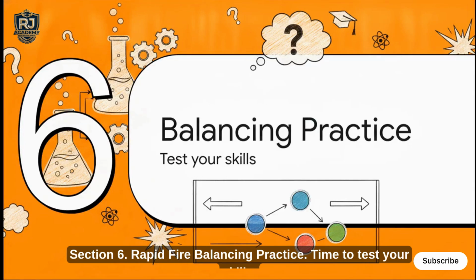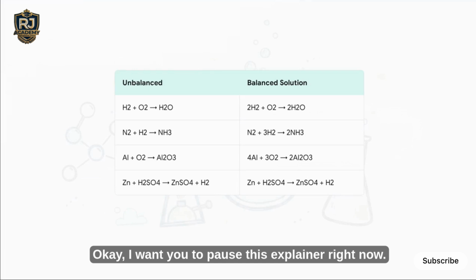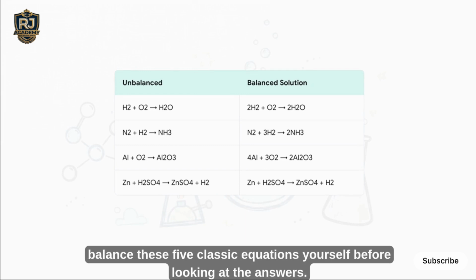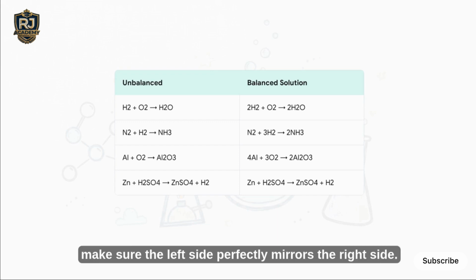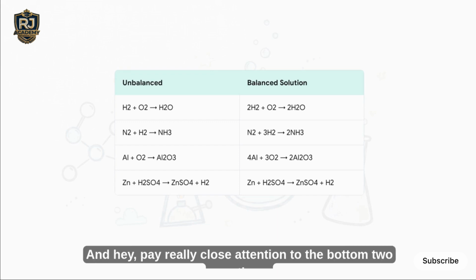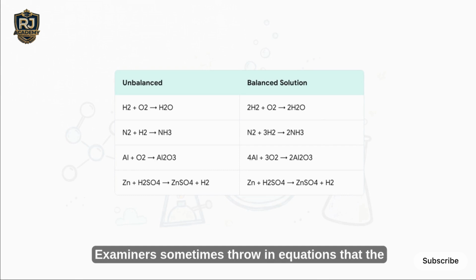Section 6, Rapid Fire Balancing Practice. Time to test your skills. Okay, I want you to pause this explainer right now. Grab a pen and use our step-by-step table method to balance these 5 classic equations yourself before looking at the answers. Notice how we use the coefficients to make sure the left side perfectly mirrors the right side. And hey, pay really close attention to the bottom 2 equations. Examiners sometimes throw in equations that are already perfectly balanced just to test your confidence and see if you'll second-guess yourself. Don't fall for the trap.